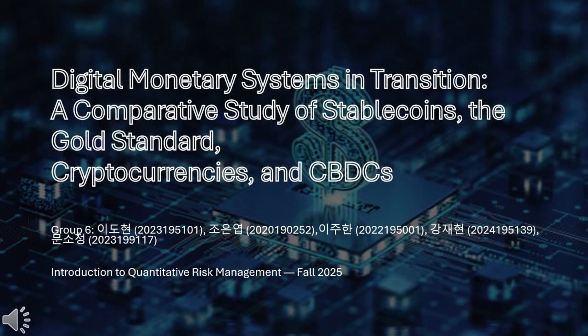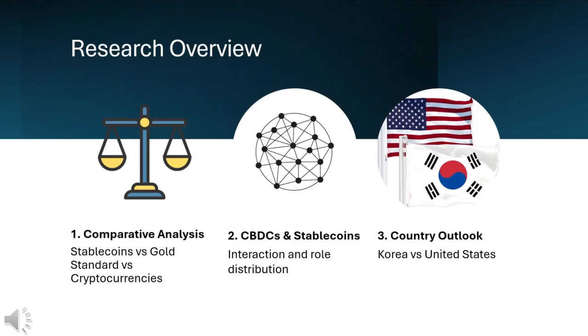Our research is titled Digital Monetary Systems in Transition: a comparative study of stablecoins, the gold standard, cryptocurrencies, and CBDCs in a cross-country comparison. As digital transformation reshapes the global financial landscape, new forms of money are emerging. Our research examines how different monetary systems, from the historical gold standard to modern stablecoins and central bank digital currencies, compare in terms of stability, governance, and economic function.